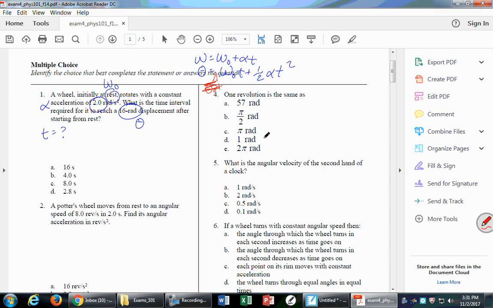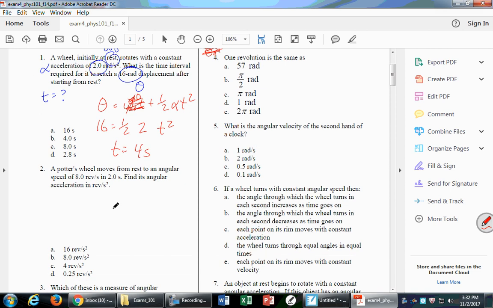And then think about what you know and what you don't know. And we know then that we can use this equation, omega naught t plus 1/2 alpha t squared, and then solve for t. Fortunately, omega naught is 0, so this term goes away, and we have 16 equals 1/2 of 2t squared. T is 4 seconds. The square root of 16 is 4.